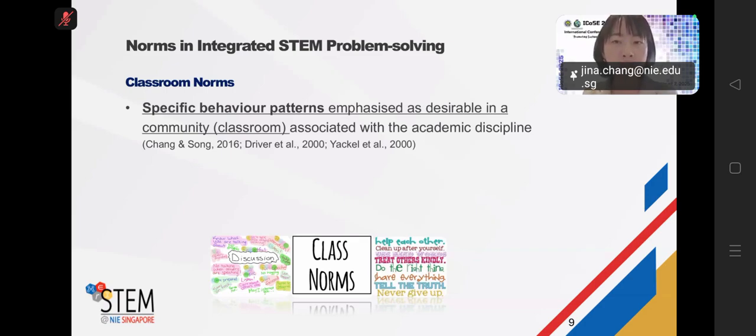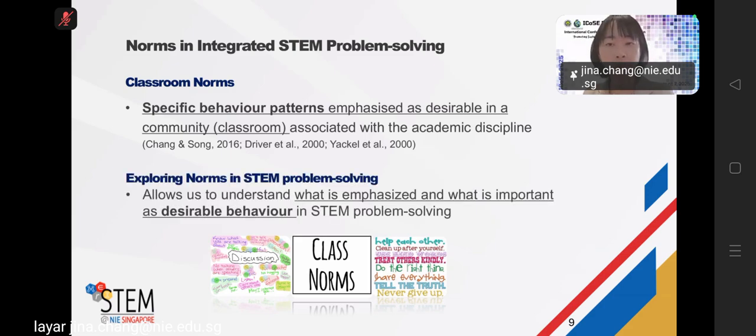Specifically, this study defined norm as specific behavior patterns that are emphasized as a desirable way of behaving in STEM classrooms.